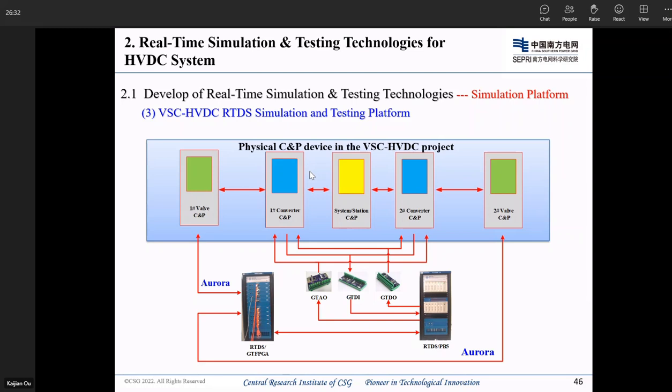This VSC HVDC, just now I have said VSC HVDC. We use the GTFPGA to simulate the MMC valve. So we use RTDS, GTFPGA, and also we use RTDS PB5 to simulate the VSC HVDC control. It also has a physical control and protection device.